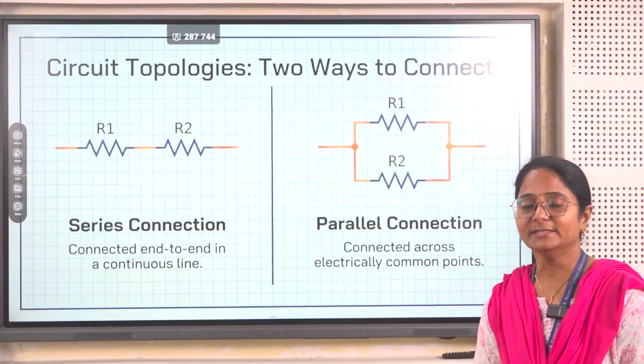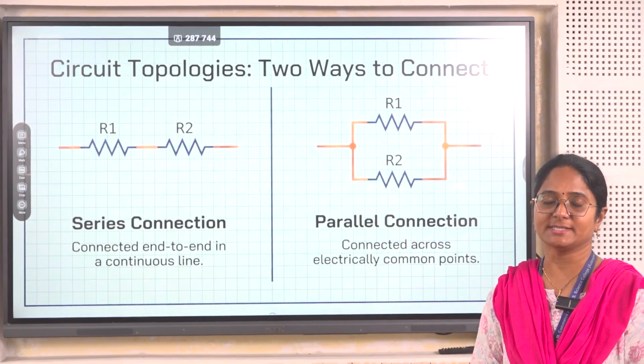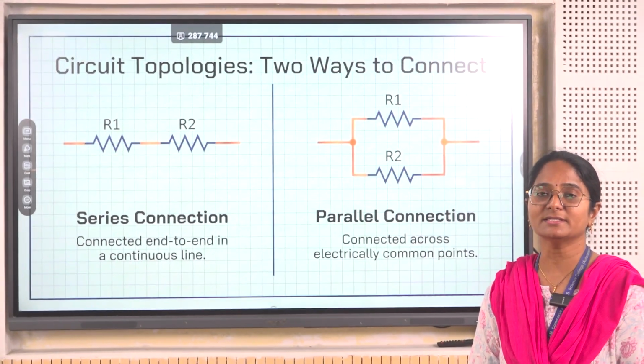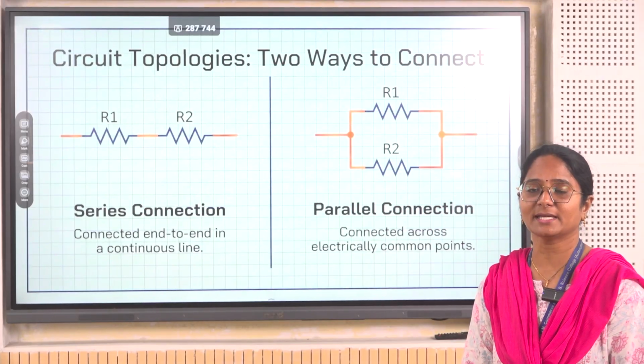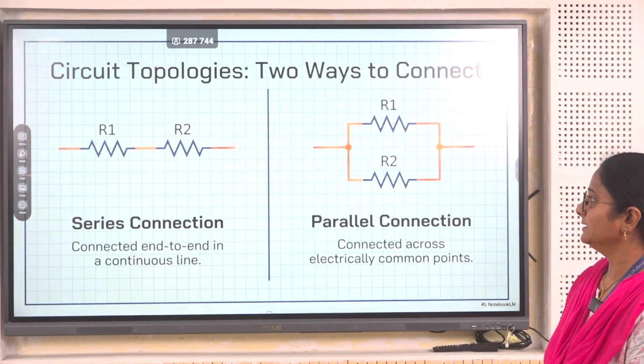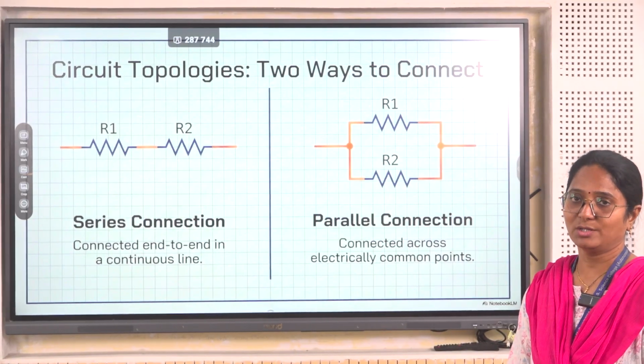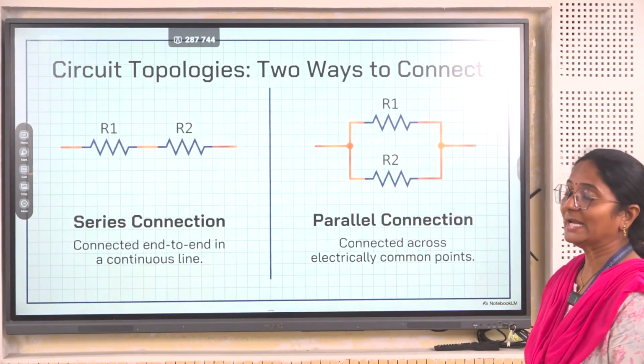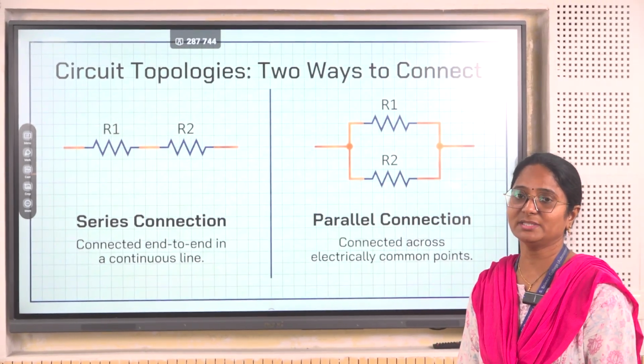And we are going to study the resistor in two topologies, first the series topology and second the parallel. When the resistors are connected in series, only a single terminal is common, whereas in parallel both the terminals are connected with each other.